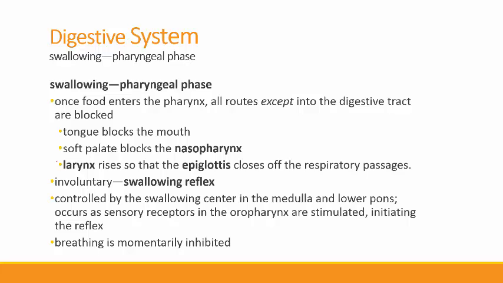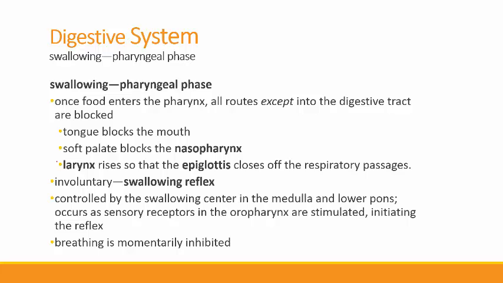uvula, remember we talked about the uvula, rises along with the soft palate, and as the uvula rises, it blocks off the nasopharynx, the portion of the pharynx that's associated with the nasal cavities. And then the larynx rises as well. The larynx is the voice box, and as it rises, the epiglottis is able to lay down and cover most of the entrance into the respiratory passages.